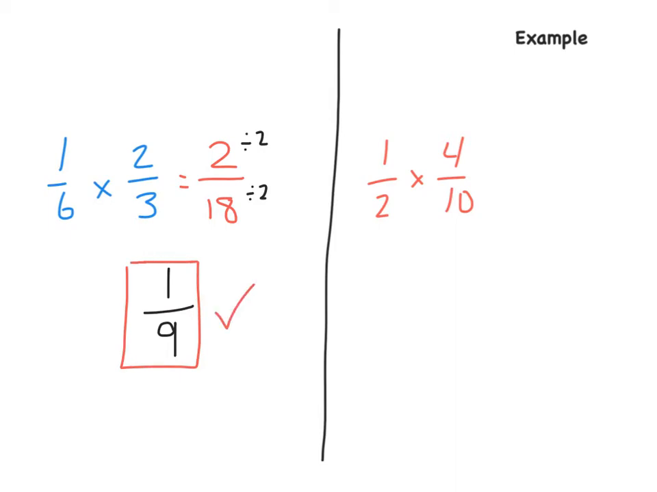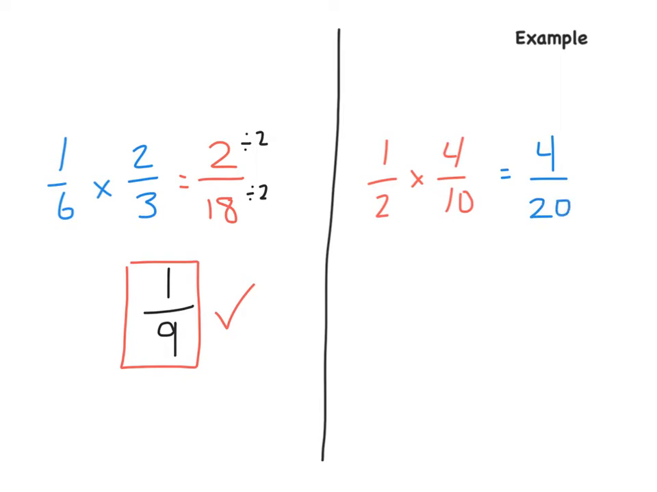So pause the video and try the 1/2 times 4/10 by yourself, and then unpause the video to see what I've done. Alright, so remember when we're multiplying fractions, multiply the numerators, then multiply the denominators. So 1 times 4 is equal to 4. 2 times 10 is equal to 20.